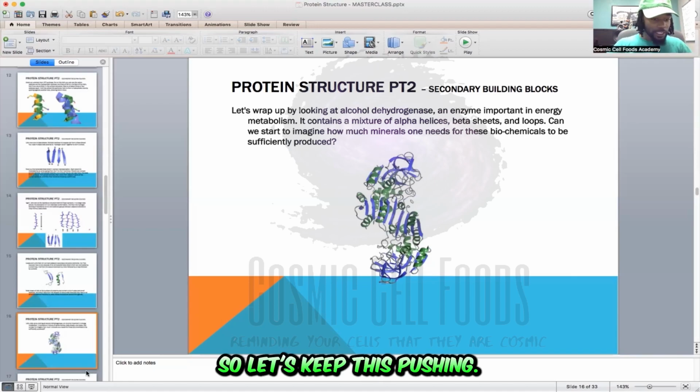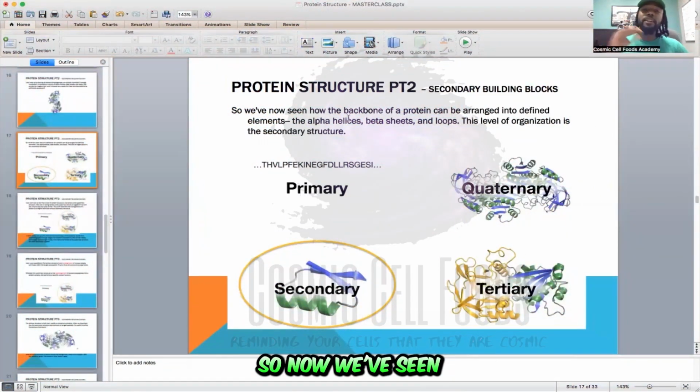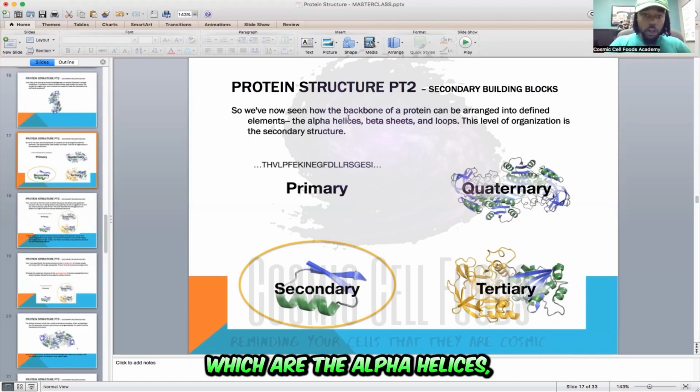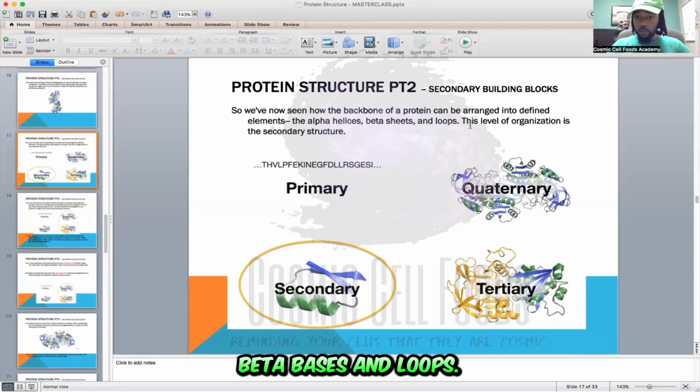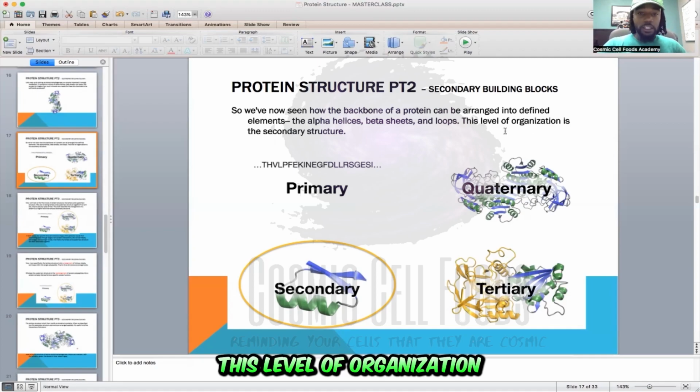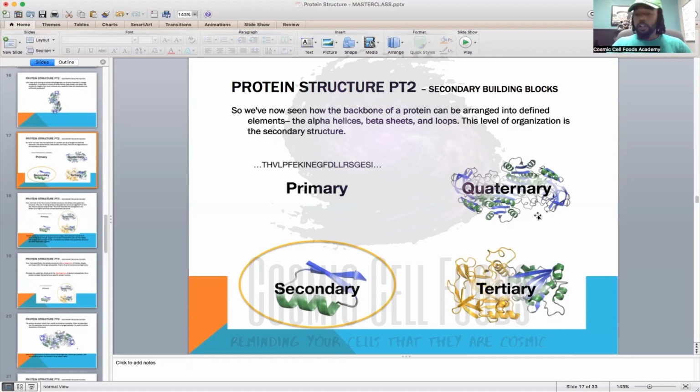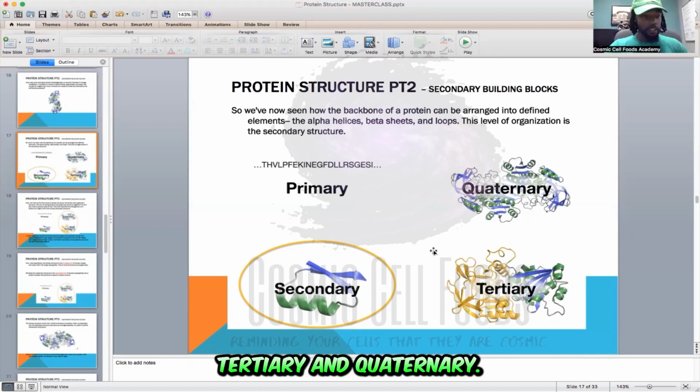All right. So let's keep this pushing, family. So now we've seen how backbones of a protein can be arranged, which are the alpha helices, beta sheets, and loops. This level of organization is the secondary structure. All right, so now let's get into tertiary and quaternary.